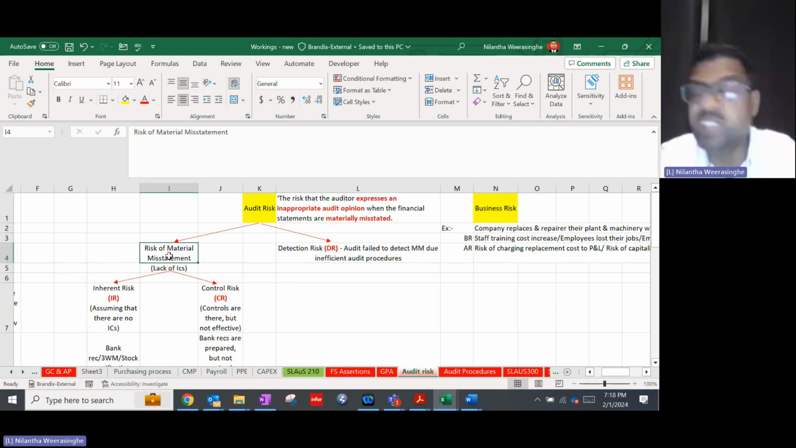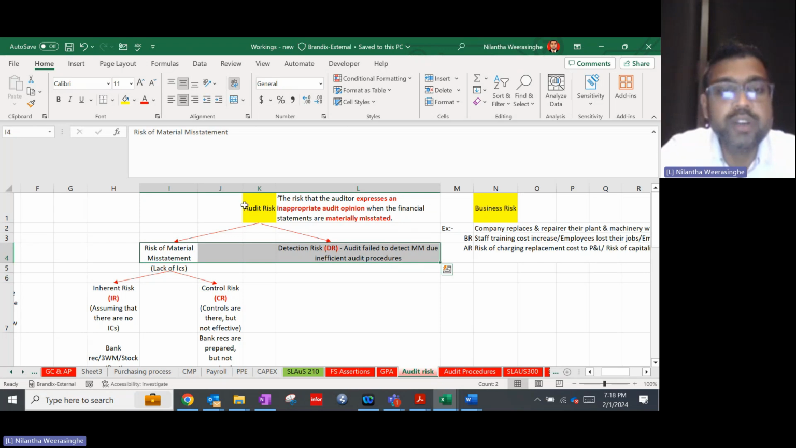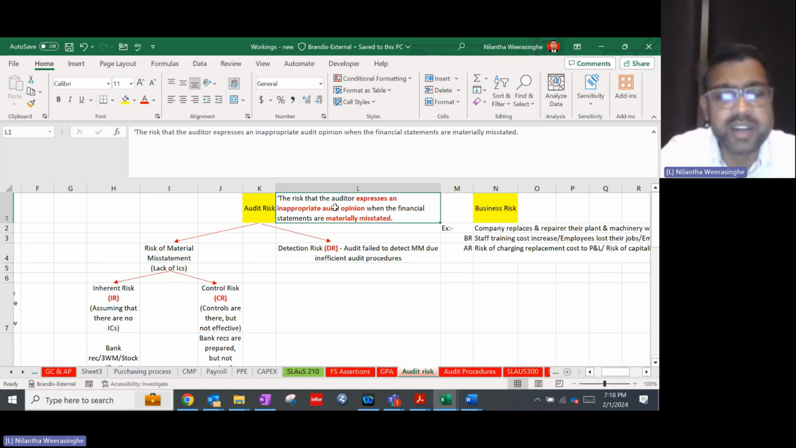That is because of 2 reasons. One reason is the risk of material misstatements. The other one is detection risk. Because of these 2 components, you have audit risk. How does the risk of material misstatements link to audit risk? Why is this a component of it? The definition itself says that, right? The definition says: the risk that the auditor expresses an inappropriate audit opinion when financial statements are materially misstated.